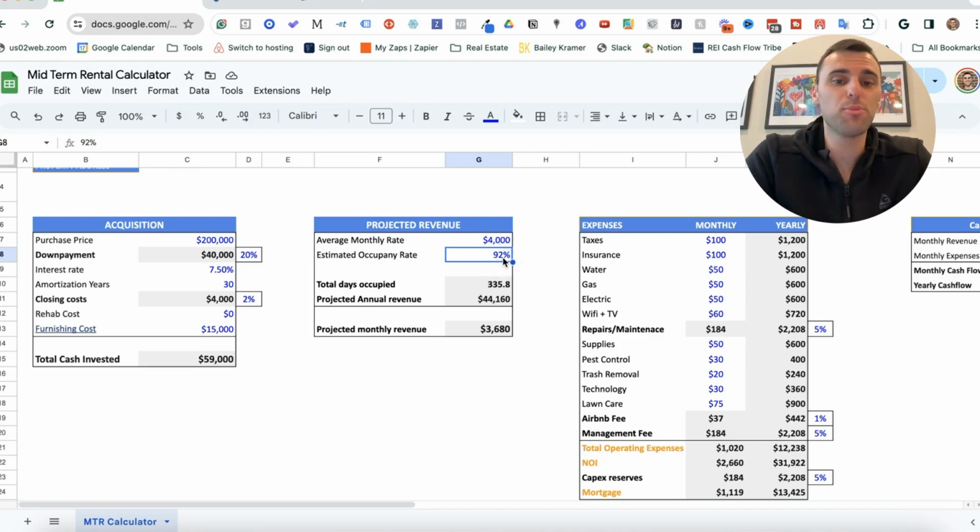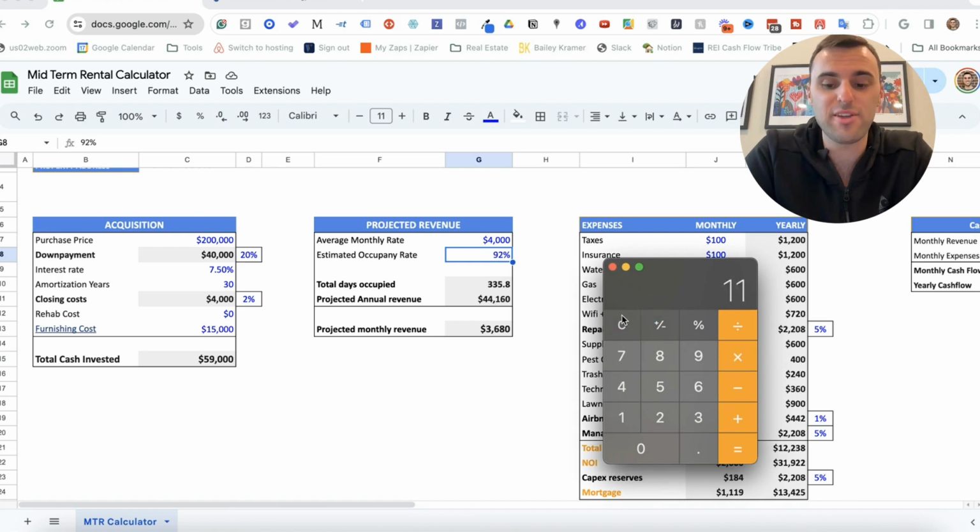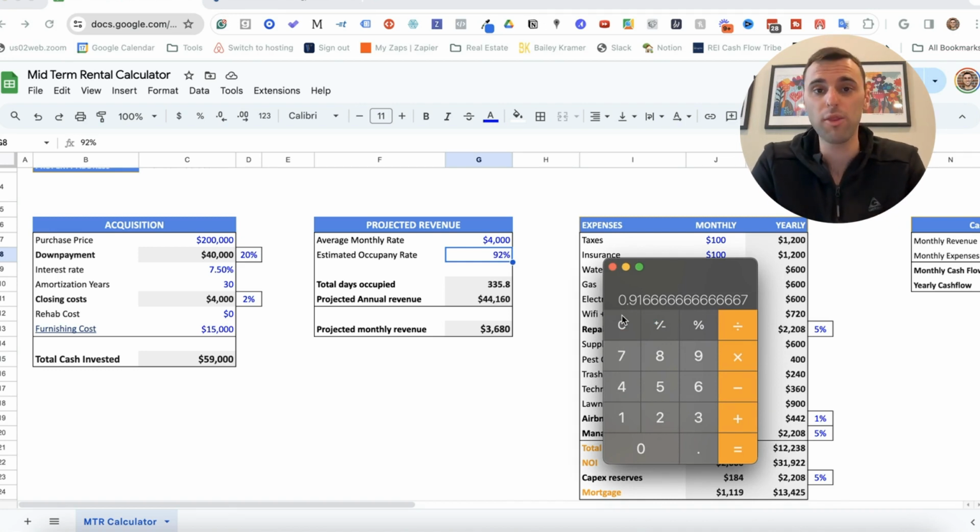Occupancy rate, 92% is what I put in here. Why did I put 92%? Is because if you have 11 out of the 12 months booked up, that is 92% occupancy rate. So this is saying that you're going to be vacant for a whole month. And it might not be a whole month straight. It could be a week there, a week there, a week there, which just, it adds up. So 92% is a pretty safe number.